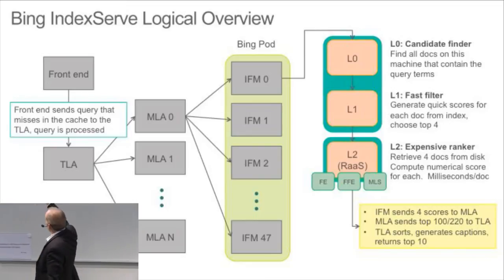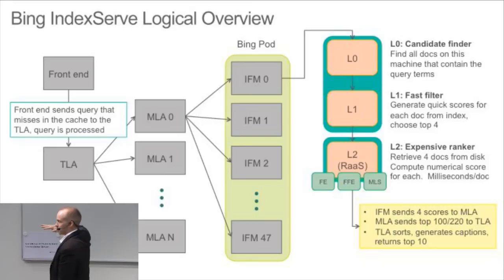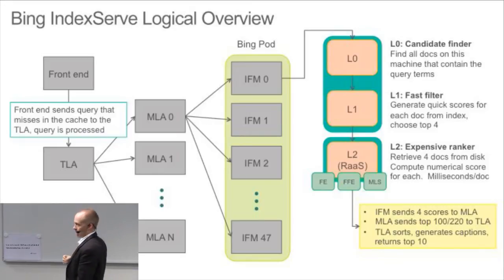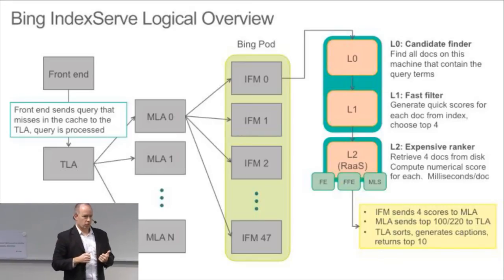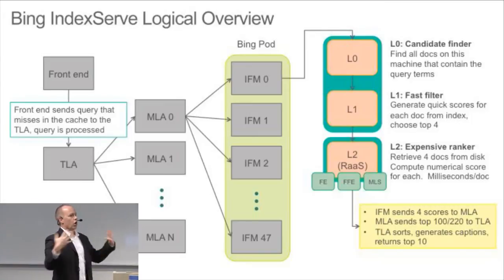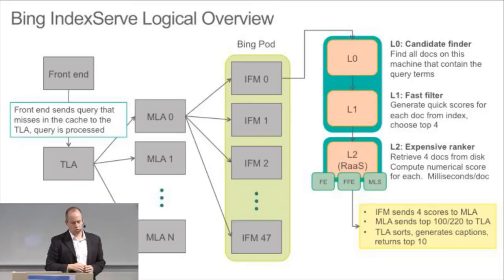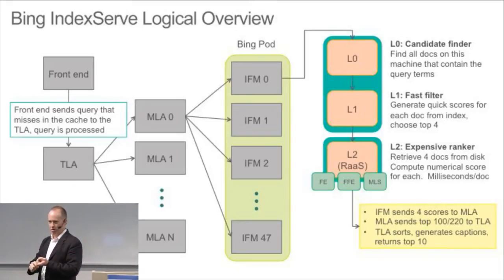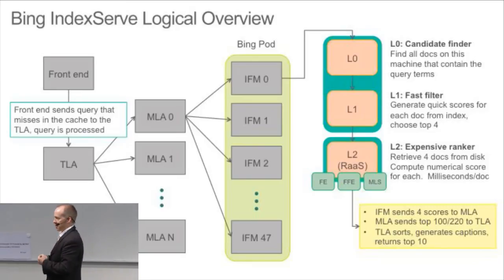And so the index file manager will do, logically, and it's a little bit different physically, I'll show you that in a moment, runs through a 3-stage pipeline. There's L0, which says, what are all of the documents that match this query? So if I search for multi-core day, how many documents have both the term multi-core and the term day? And that can be thousands on one server. That's what the L0 does.